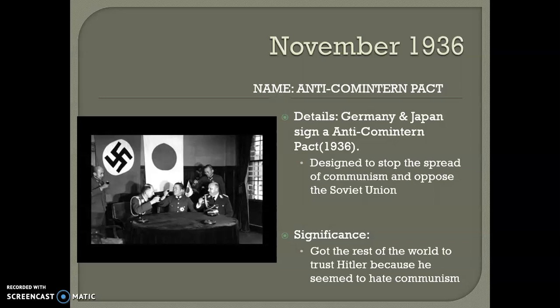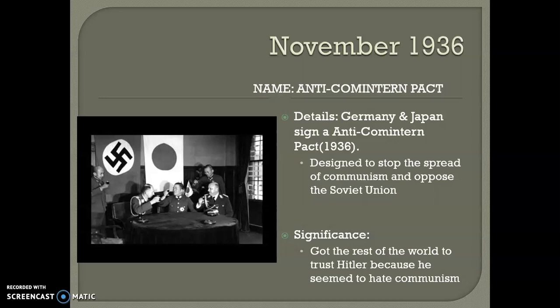In November of 1936, Japan and Germany signed this special agreement, an Anti-Comintern Pact. Basically, what that means is they agreed to fight the spread of communism. Okay, why is that a big deal? Well, during the Great Depression, lots of ideas became incredibly popular. So part of the reason Hitler rose to power is because during the Great Depression, people were looking for help.